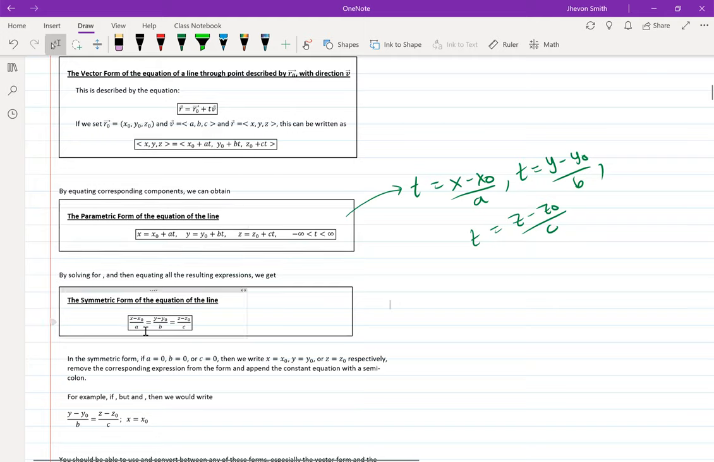Now, because we're dividing by a, b, and c, you might have to worry about what if we're dividing by zero. If any of these is zero, then we separate that one. We form the equation with all the remaining ones and we list that one separately.